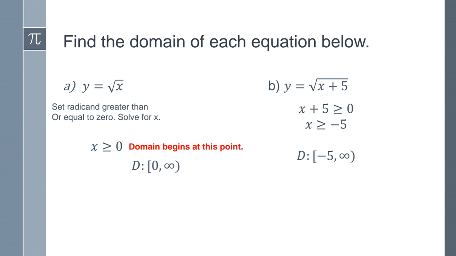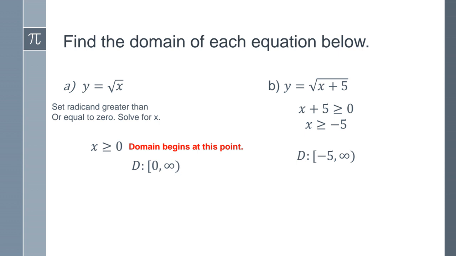But what happens when I go to the left of -5? If I go to the left of -5, say -6, then -6 plus 5 is going to give me a -1. And it's going to be that for all of the values to the left of -5. So all of those values I cannot use. My starting point is at -5, and I can use all the values to the right of -5.